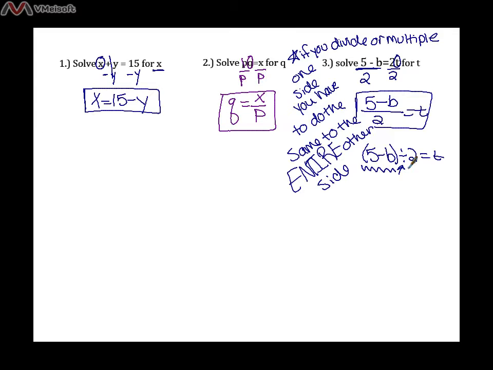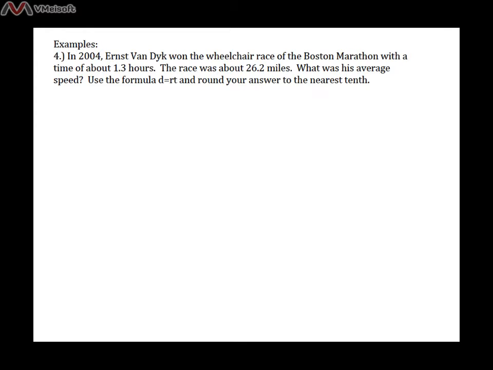Now we're going to see how these literal equations, you use them a lot in science and different things. So for the first example, in 2004, Ernest Van Dyke won the wheelchair race in the Boston Marathon with a time of about 1.3 hours. So I'm going to go ahead and write t equals 1.3 hours. The race was about 26.2 miles. It's a marathon. So we know that that's the distance equals 26.2 miles.